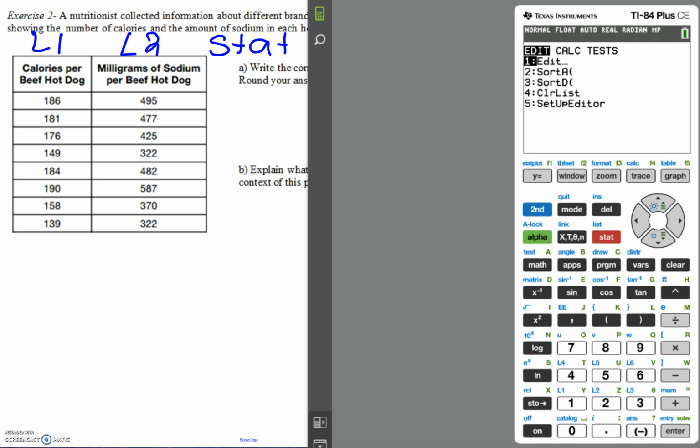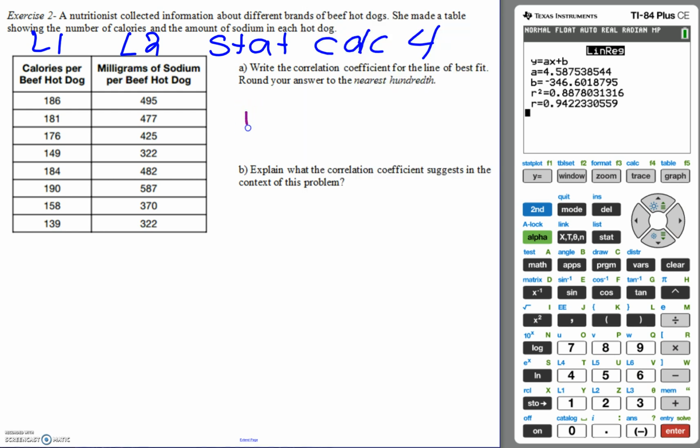So now that I typed my values in, I'm just going to hit Stat again, over to Calc, and option 4. For part A, it does state write the correlation coefficient. So I'm going to copy down my R value. R equals 0.9422330559. It says round to the nearest hundredth. So my correlation coefficient is 0.94.